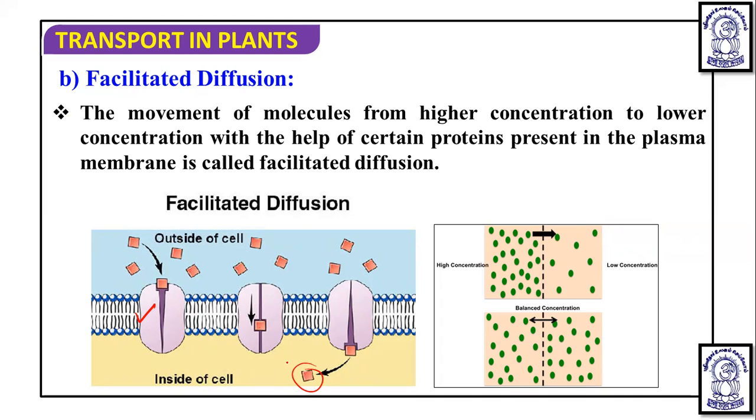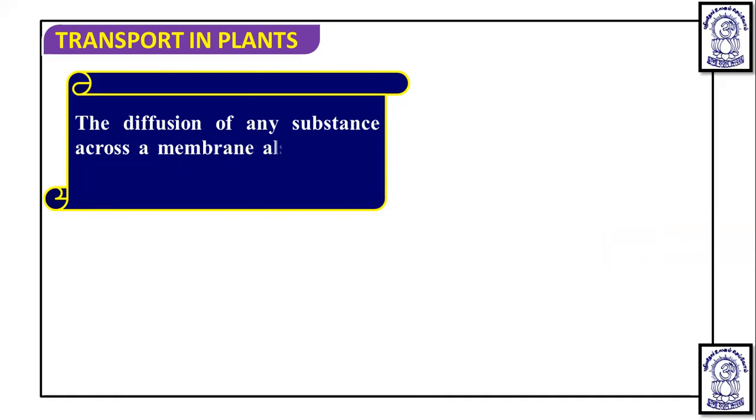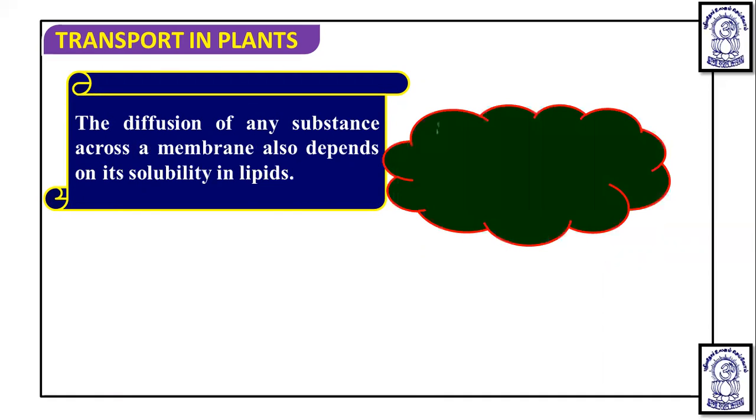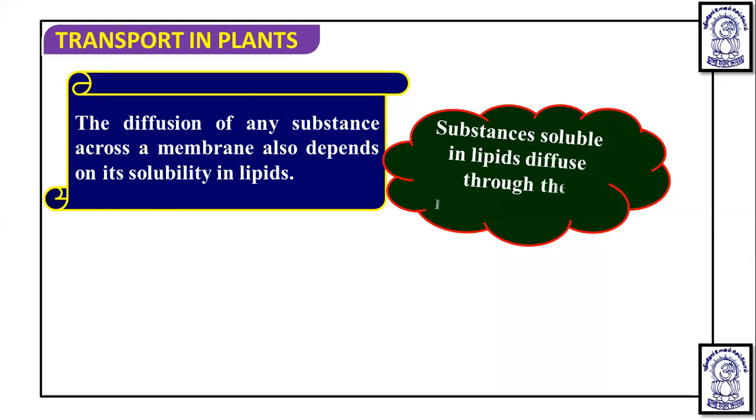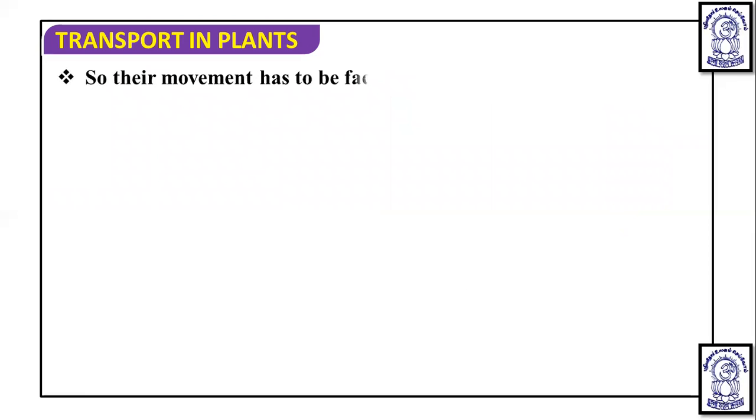So for that, facilitated diffusion is required. For what is it required? For the transport of hydrophilic substances, or substances that have hydrophilic molecules. So the diffusion of any substance across the membrane also depends on solubility, that we have discussed. Substances soluble in lipids diffuse through the membrane faster. Substances that have a hydrophilic moiety find it too difficult to pass through the membrane, and for them the movement has to be facilitated.